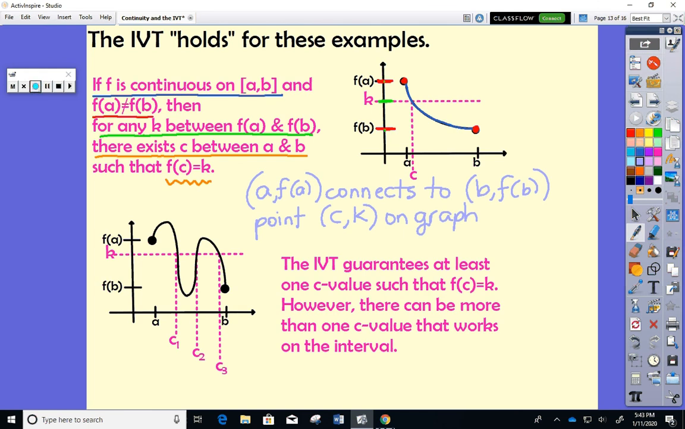And I know that the c value has to be between a and b, and that the k value has to be between f of a and f of b. So again, c comma k is right here. Notice it is on the graph that connects a, f of a to b, f of b. So it's on the graph that connects your left endpoint to your right endpoint. That's what the intermediate value theorem is guaranteeing.